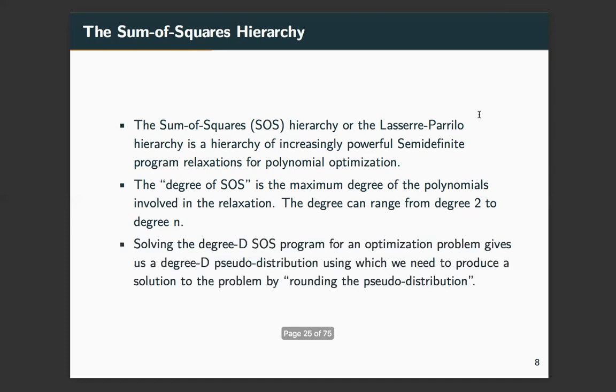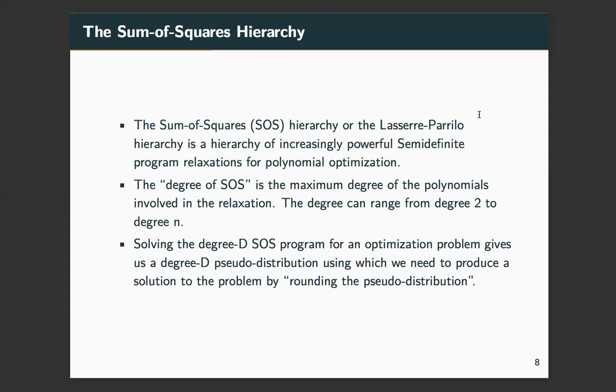Solving the degree D SOS program for an optimization problem gives us an object called the degree D pseudo distribution, using which we need to produce a true solution to the problem. The procedure of going from a pseudo distribution to a solution to the optimization problem is known as rounding the pseudo distribution.